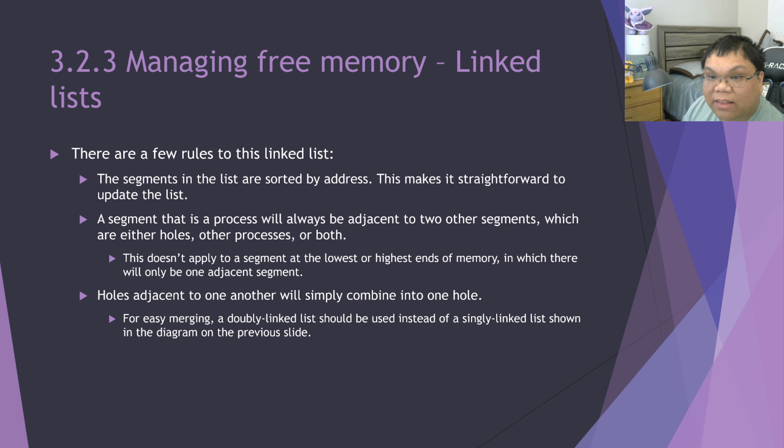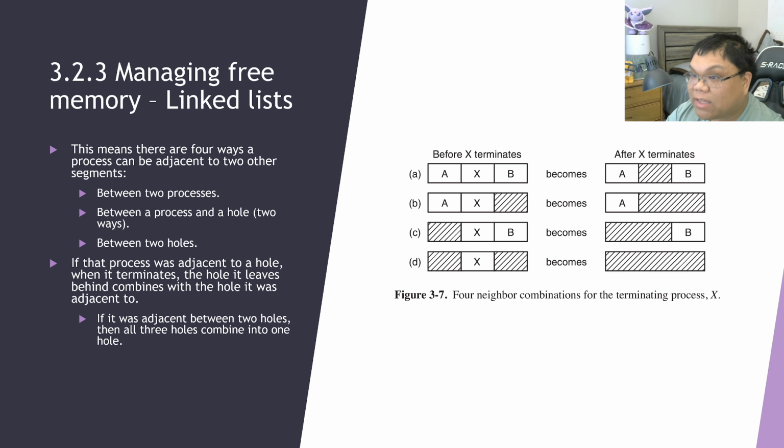Holes that are adjacent to other holes will combine into 1 hole. For ease of merging, you really should be using a doubly linked list, not a singly linked list as shown in the diagram previously. So, this means there are 4 ways a process can be adjacent to 2 other segments: between 2 processes, between a process and a hole, and there are 2 ways for that, and between 2 holes. If a hole is adjacent to another hole, it'll just combine into one hole.